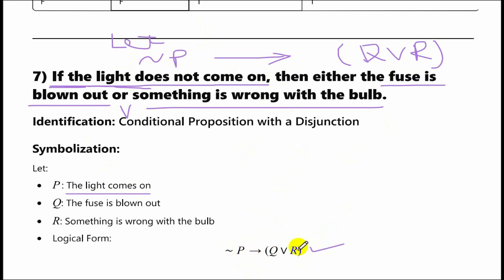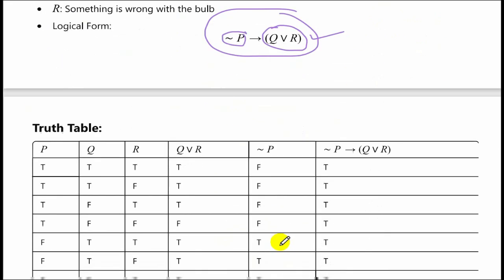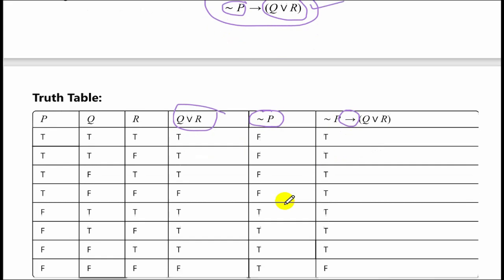Now the truth table is very easy to solve. So first we solve this one, and then we solve this one, and third we solve the entire thing in the truth table. Now there are 3 variables, so we'll have 8 rows total. So we solve the Q or R first, negation of P second, and then we use implication. We solve the implication part in the third column. That is all.